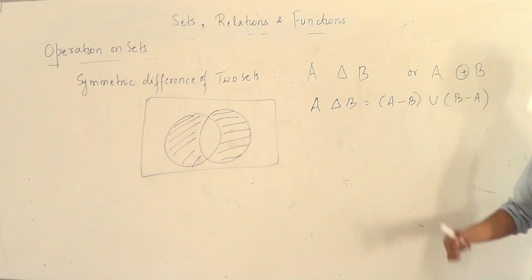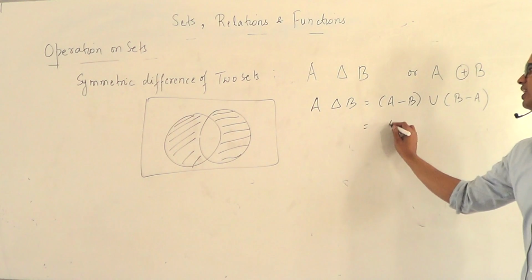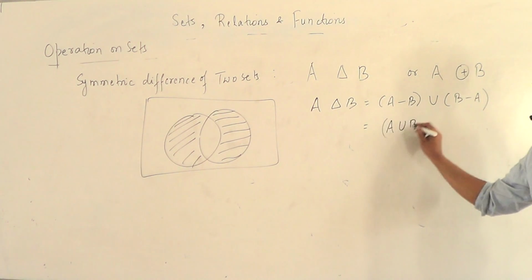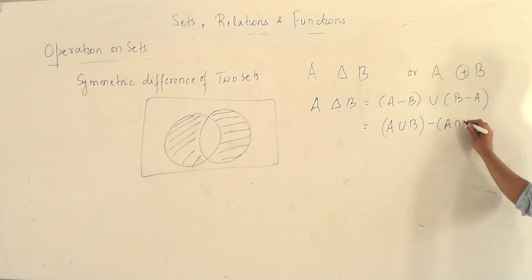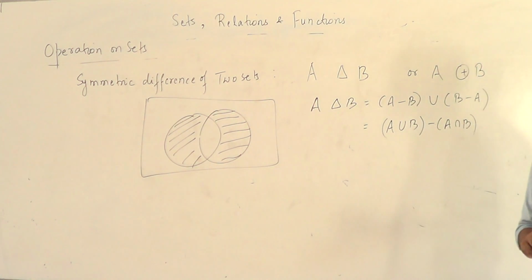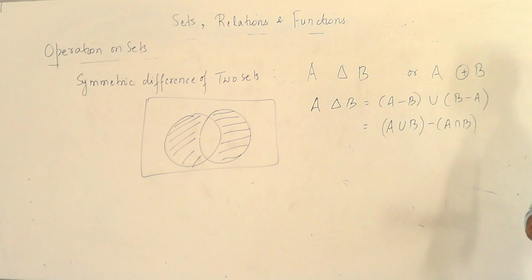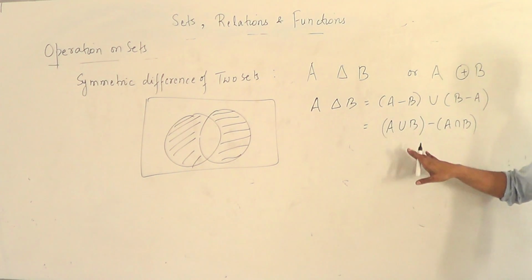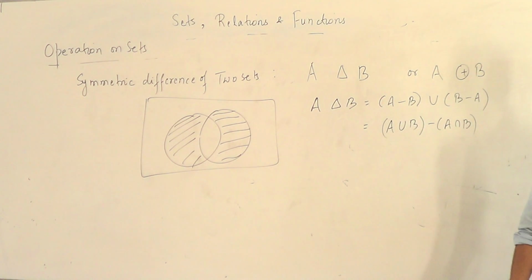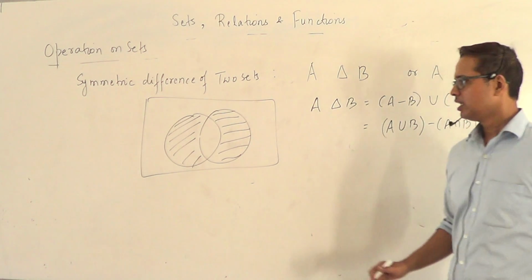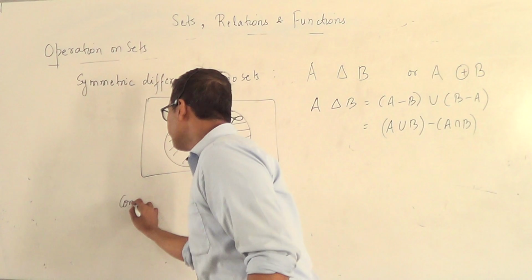It is also written as A union B minus A intersection B, which we will be proving mathematically also in some time. So the Venn diagram is one way, but with the use of laws and properties, we will be proving it. Okay. Is it understood, symmetric difference between A and B? Last but not the least, complement of a set.